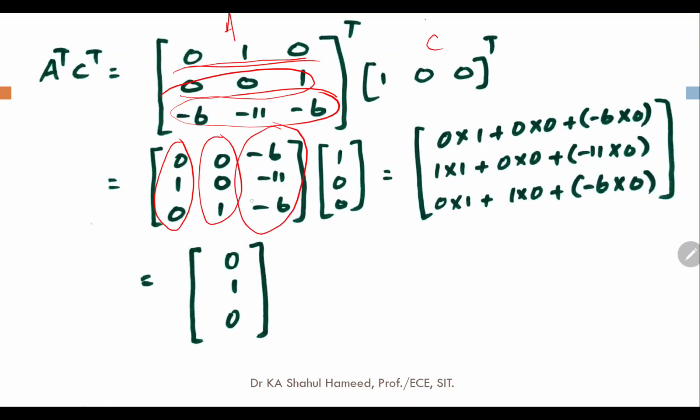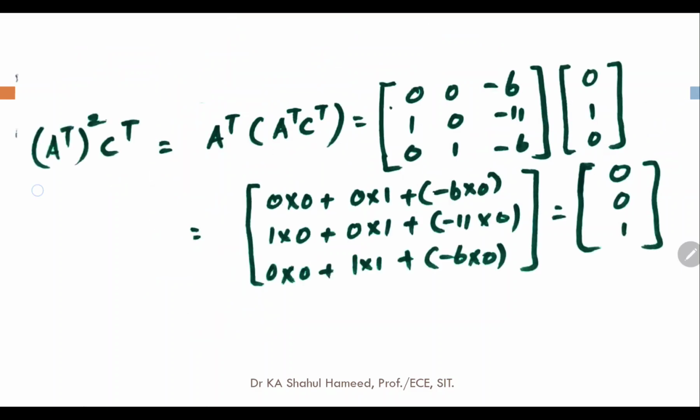We have to find the multiplication of A transpose and C transpose, and the result is 0 1 0. Similarly, we have to find A transpose square into C transpose. So we can write this as A transpose into A transpose C transpose. This we have already determined, so we take A transpose and then C transpose. When you multiply, we get 0 0 1.